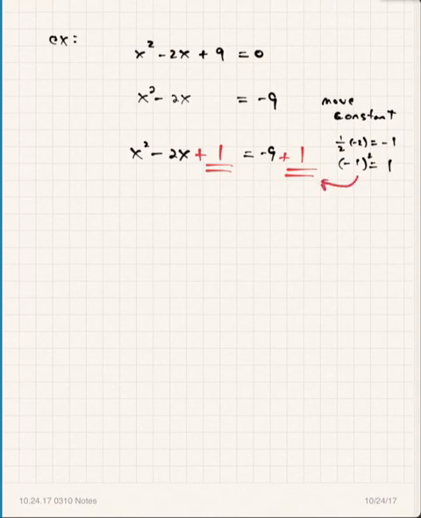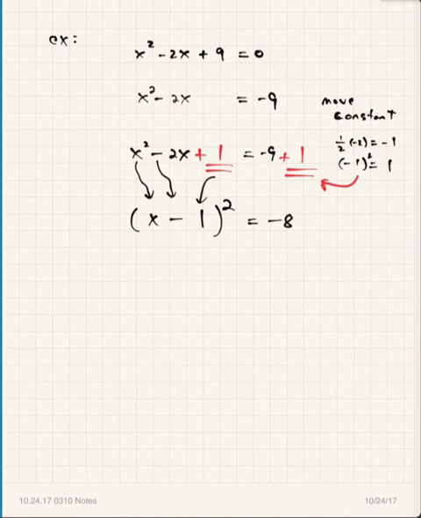All right, and then you factor, right? And we factor the left side of the equation. And remember, the left side will always, always, always factor the same way. It'll always be, first of all, parentheses squared. It's a binomial squared. And then it's the square root of the first term, the sign of the second term, and then the square root of the third term. The square root of 1 is just 1. So you end up with x minus 1 squared on that side equals negative 8.